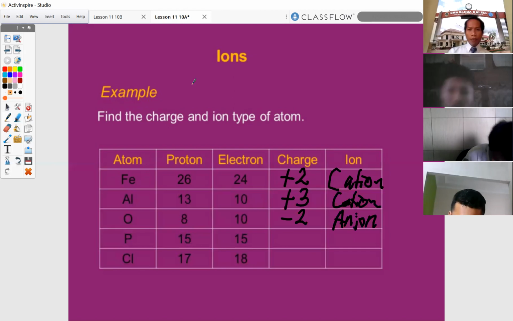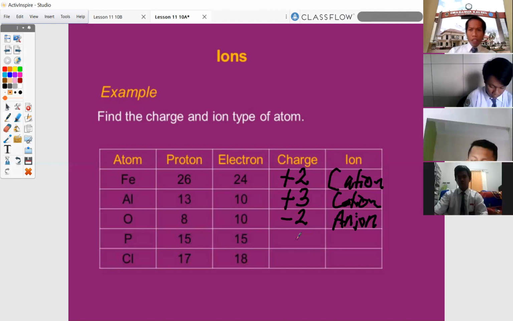The next one, Septian Kamil. What is the charge here? Sir. Yes. What is the charge here? 0. It is 0. Good. What is the name of the ions? Neutral. Yeah, there is no name. This is not an ion. So we can say that here is neutral. Good.